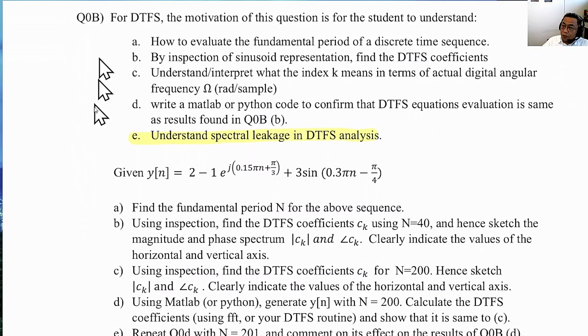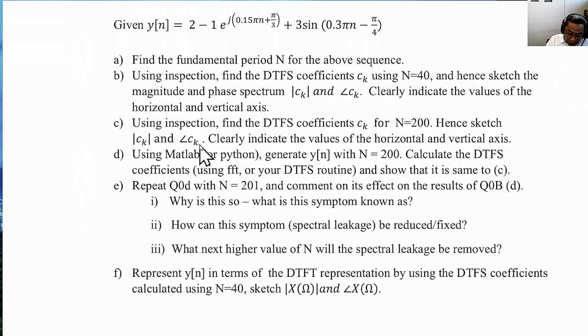This is question 0B part E, understanding spectral leakage. In this question, we're going to repeat the questions from C using n equals 200. Now we use n equals 201.